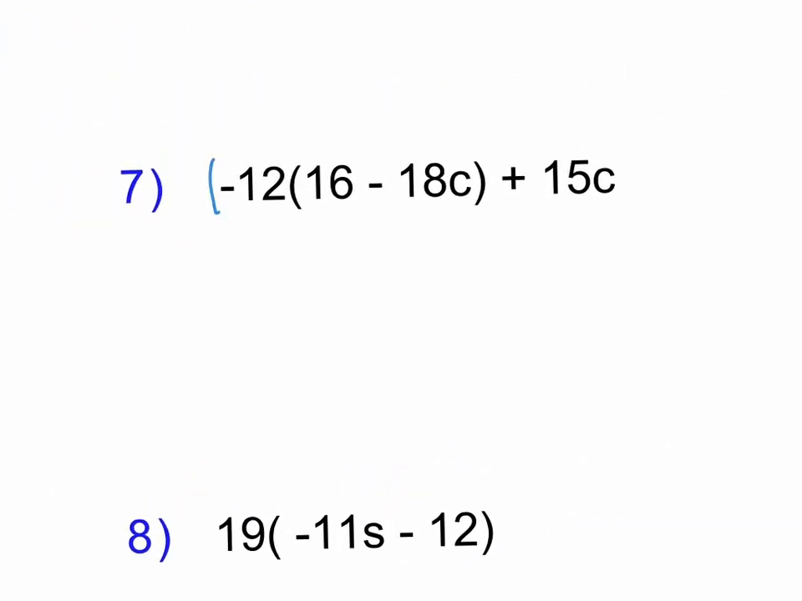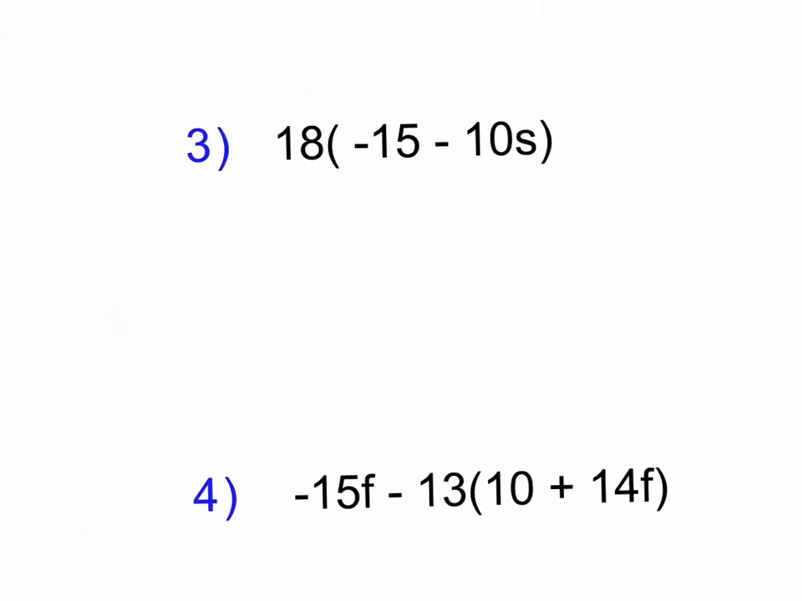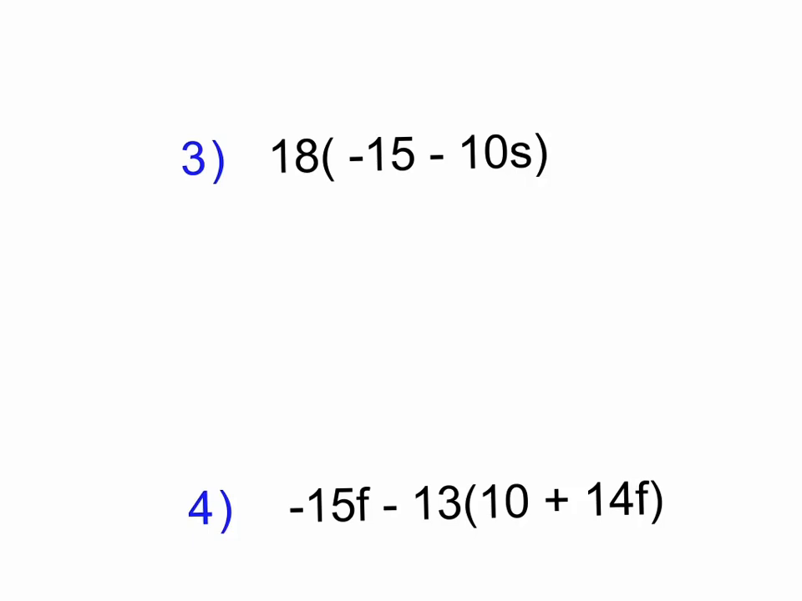Alright, so then here we have that negative 12, and we're distributing it all the way through. When a number is right next to a parentheses, it means multiplication. That's why we're multiplying. So negative 12 times a positive 16, negative times a positive is a negative. 12 times 16 is 192. And then this is a negative 18c, so negative 12 times negative 18, negative times a negative is a positive. 12 times 18 is 216c, and then we still have that plus 15c here. All right, keep on going. That would be our answer. And then I have that 18, and I'm multiplying it by that negative 15. So 15 times 18 is 270.